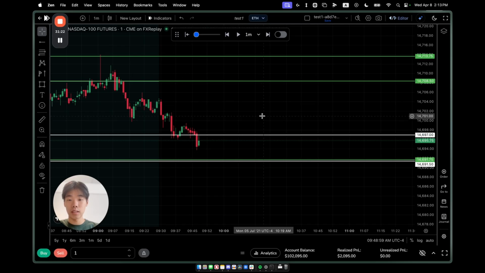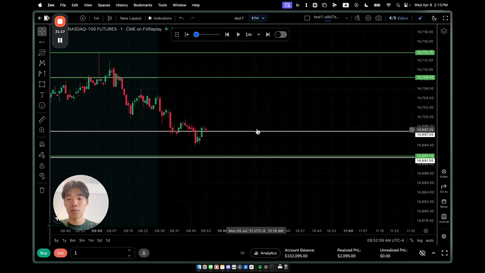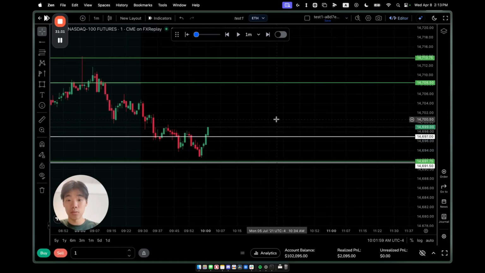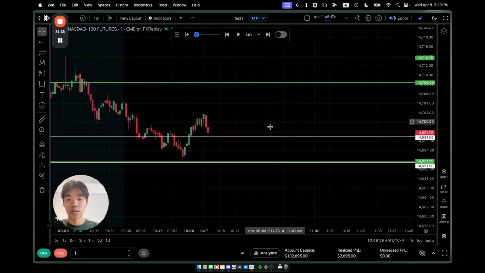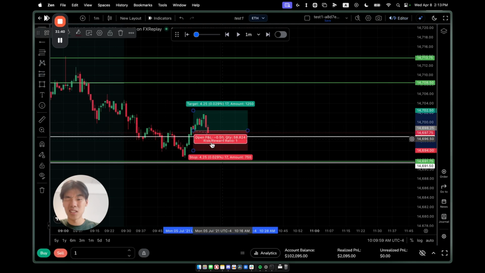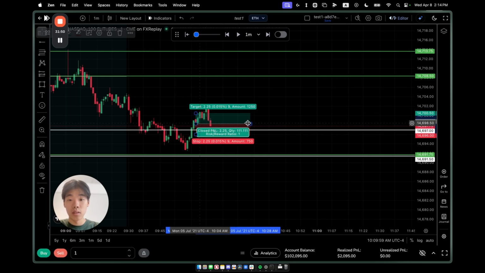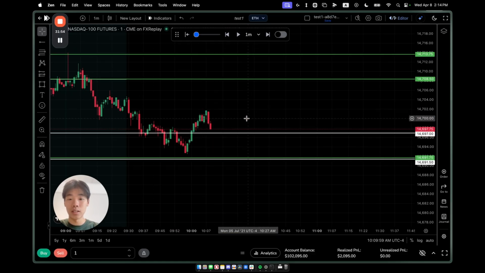Would I take that? I don't know. It's so choppy. I don't think I'd take that. Yeah, look, I would have been stopped out anyways. It's so choppy. Okay, goes there. Could have taken a long position on this close. Not sure if that would have hit or not. Okay, seems it would have hit, but I don't like this.